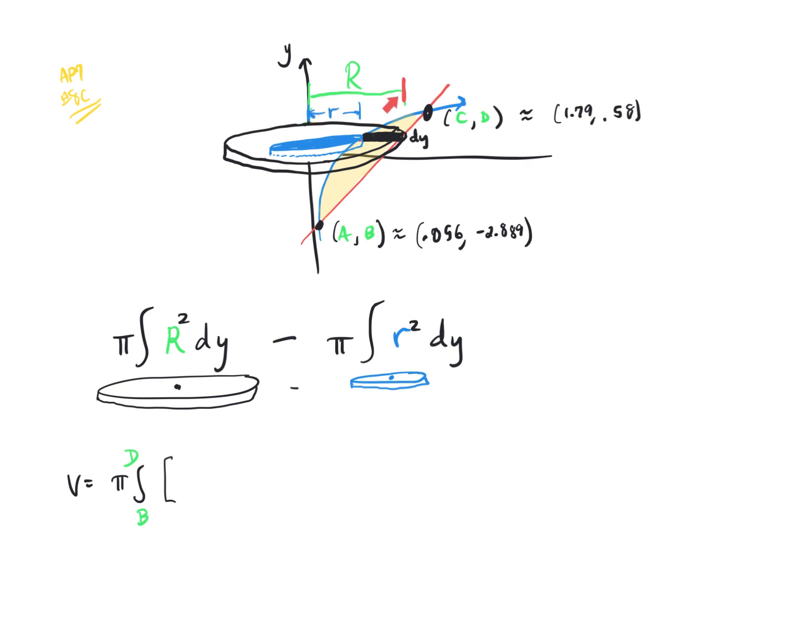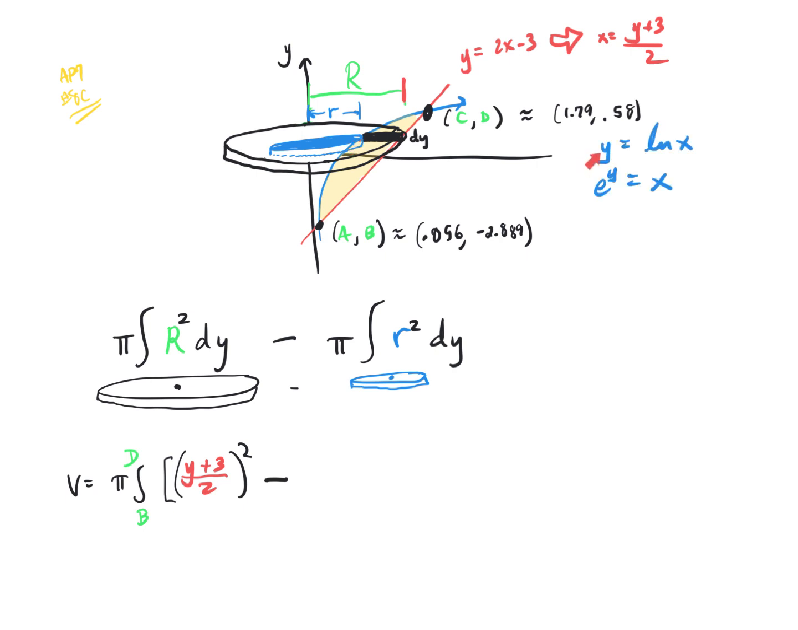So the large radius goes to the red boundary. So that x value is y plus 3 over 2. And the small radius is the x value of the blue curve, where the x value is e to the y. And that completes AC, because they asked to set it up but not evaluate.